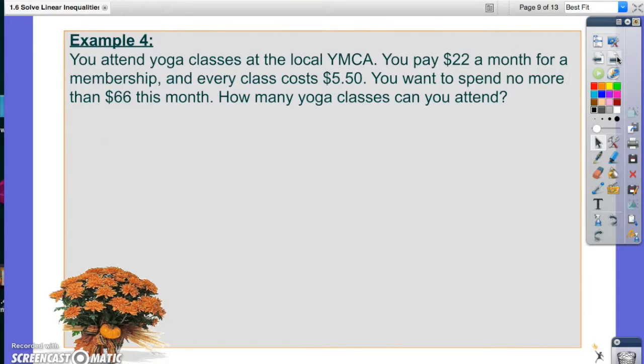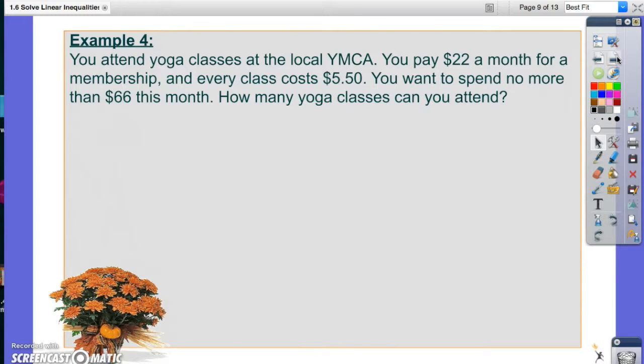Okay, so today we're going to look at a little more complicated inequalities to solve and some word problems. So let's read example 4. It says you attend yoga classes at the local YMCA. You pay $22 a month for membership, and every class costs $5.50. You want to spend no more than $66 this month. How many yoga classes can you attend?